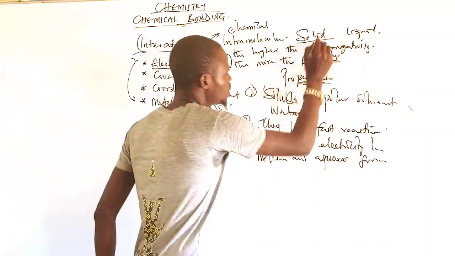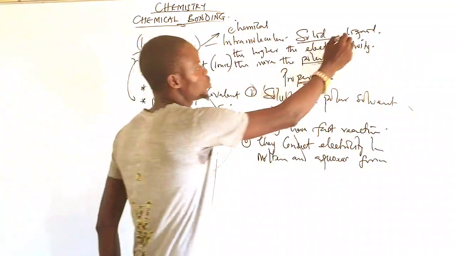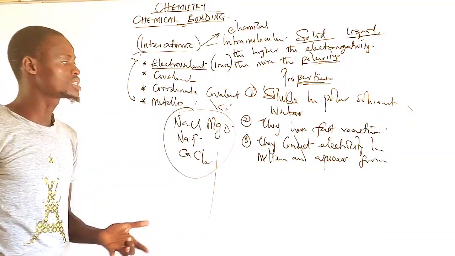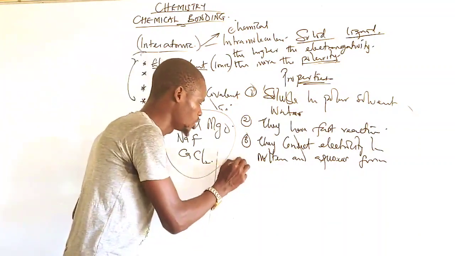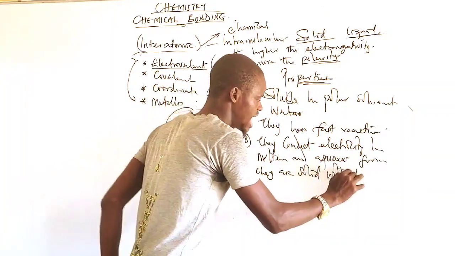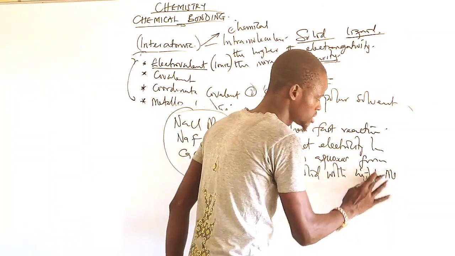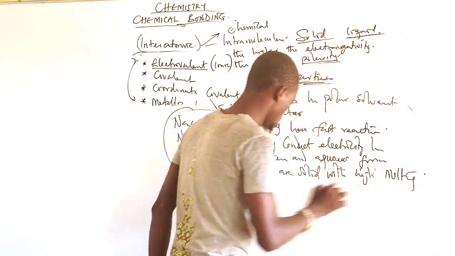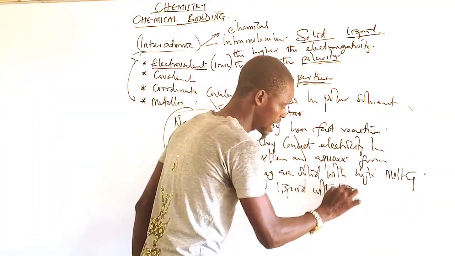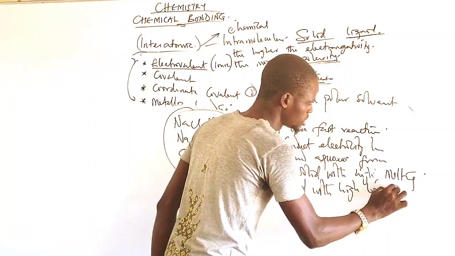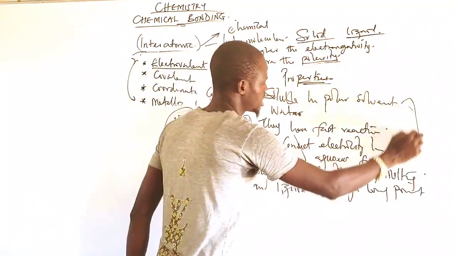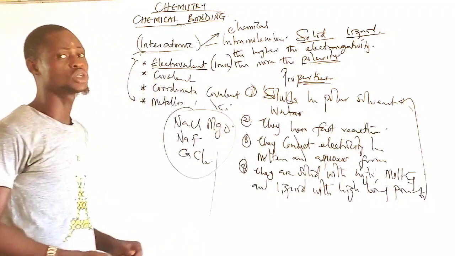So they are solid with high melting points and liquid with high boiling points. That is one thing about them. They are solid with high melting points and liquid with what? High boiling points. That is number 4. They are solid with high melting points and liquid with high boiling points, all together. Now, this is the major property of this element. These are the major 4 properties that this element usually possesses.